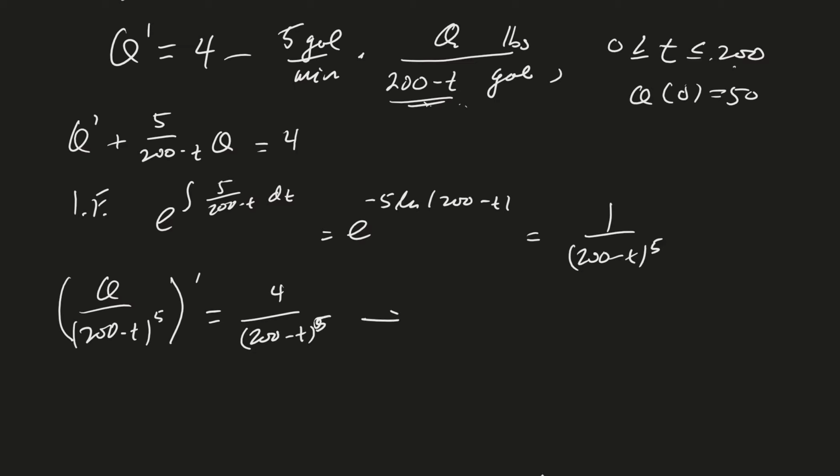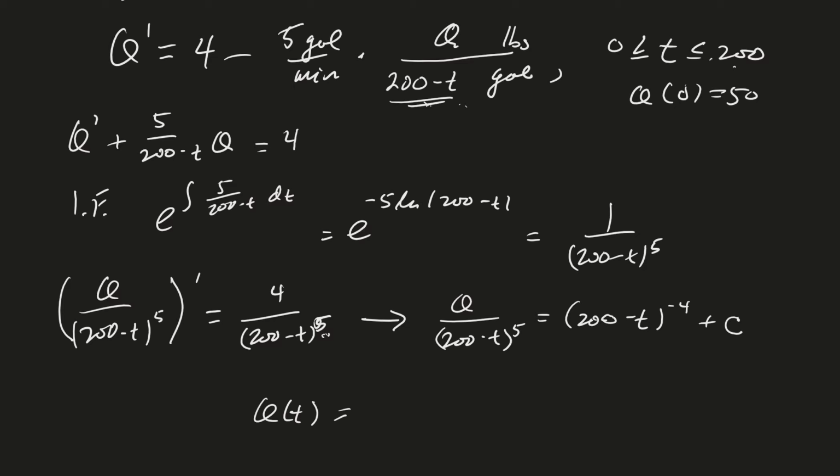So when I integrate, that's going to be minus 4 power, and so the 4's are already there. So I'm going to have Q over 200 minus t to the 5th power is equal to 200 minus t to the minus 4 power plus C. Good. And so let's go ahead and wrap this up. Q of t is now, multiply both sides by 200 minus t to the 5th: 200 minus t plus C times 200 minus t to the 5th. Good. And leave your answer in that form.